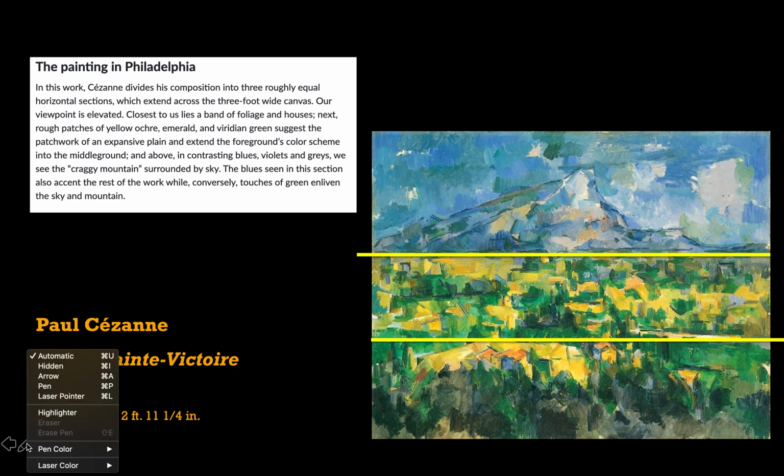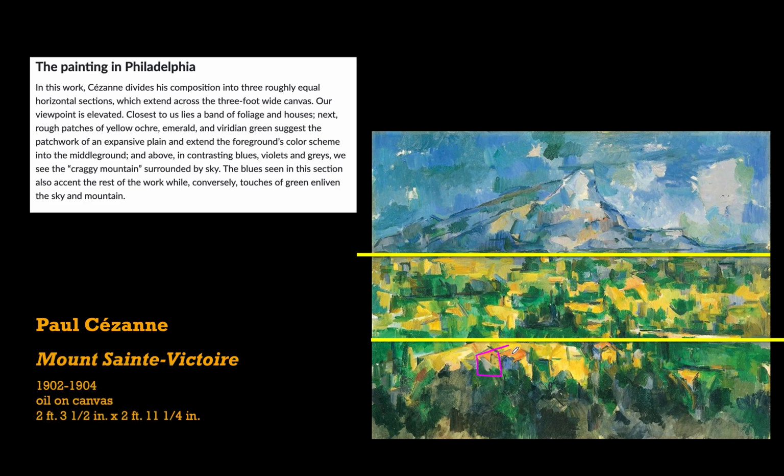Can you tell that those are supposed to be homes right here? And then kind of the brush and the trees. Next, rough patches of yellow ochre, emerald, and green suggest the patchwork of an expansive plain. So all of this area could be fields, farmland, forest, whatever lies between civilization and this far off mountain. And then we have this craggy or jutted mountain in the far background.